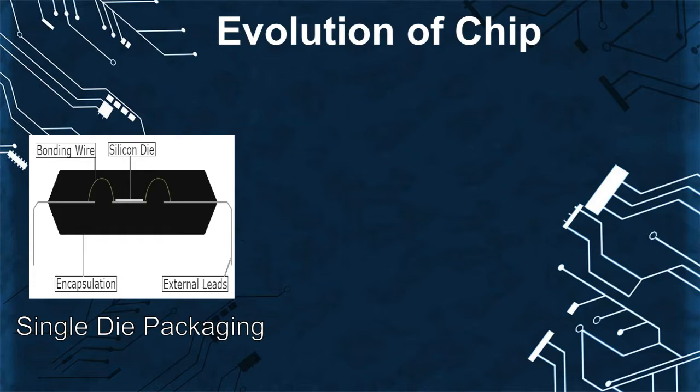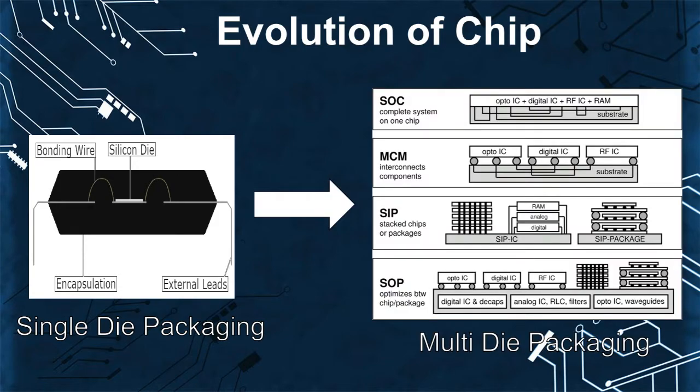Multi-die packaging. We have the system on chip, or SoC, a complete system on one chip. The multi-chip module, or MCM, interconnects components. We have the system in package, or SiP, which stacks chips or packages. And lastly, we have the system on package, or SoP, which optimizes the chip or package.